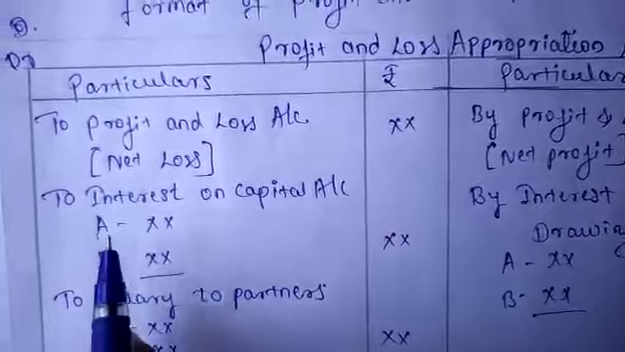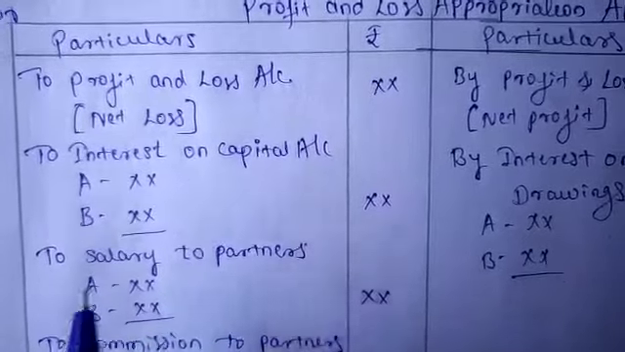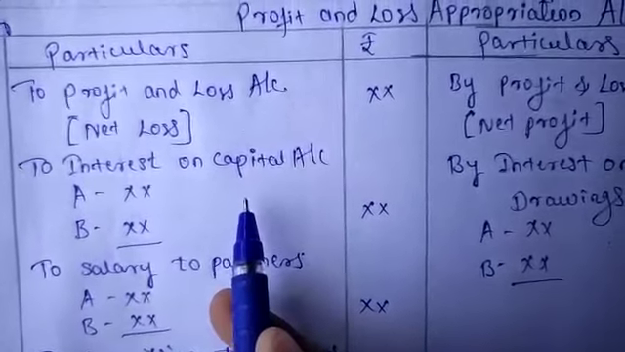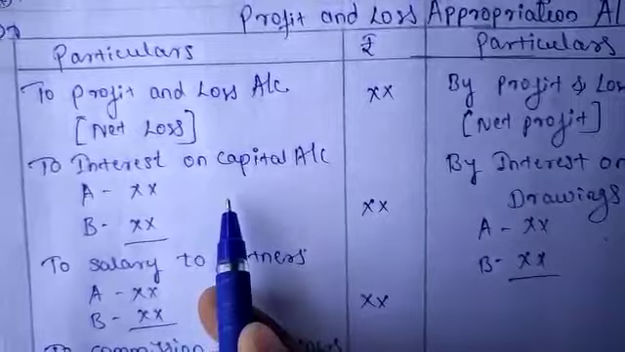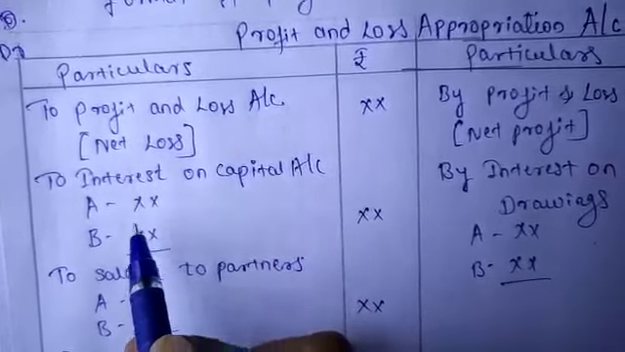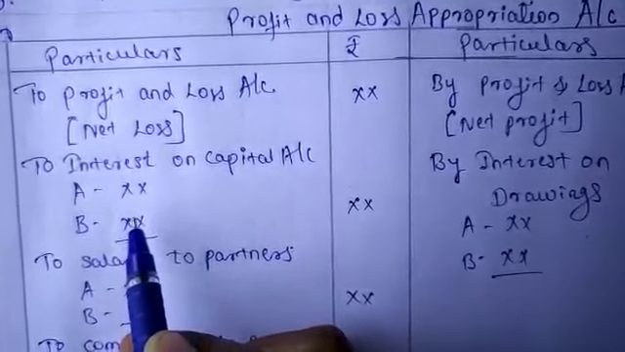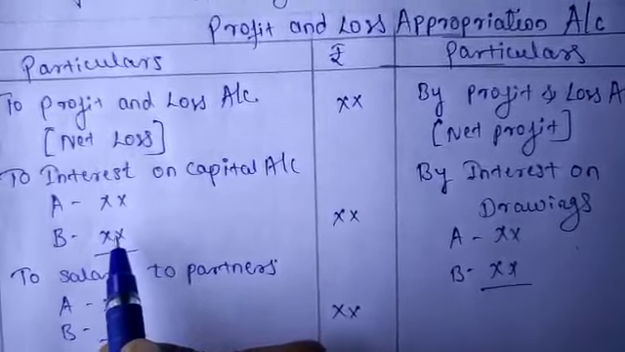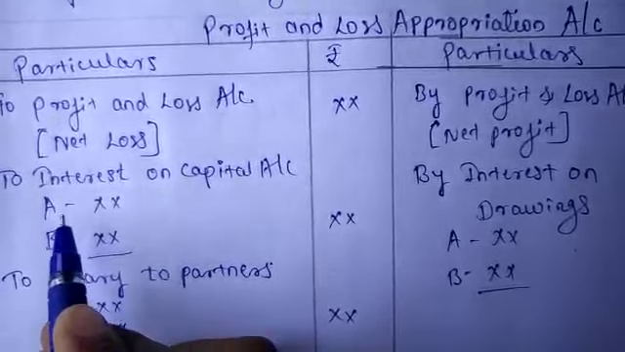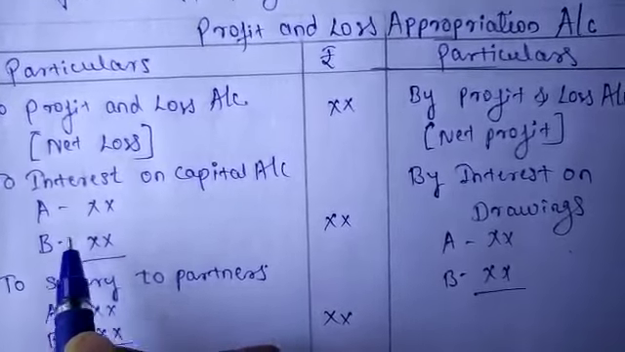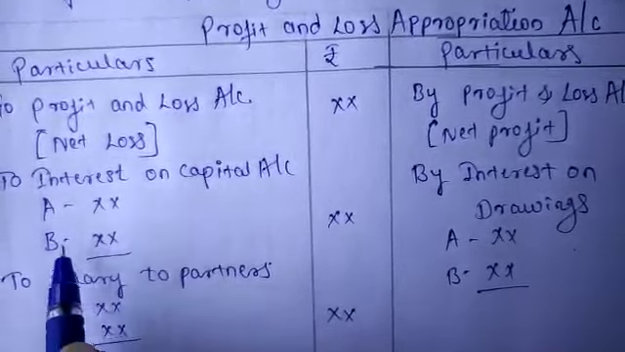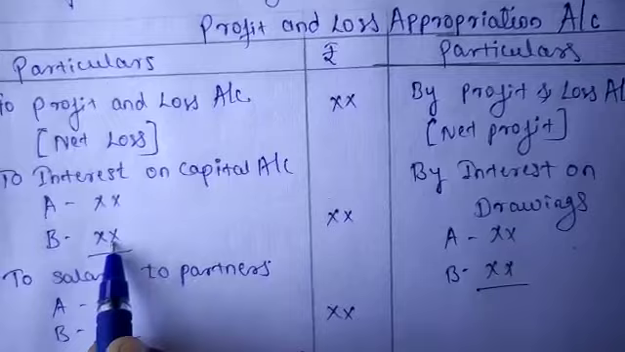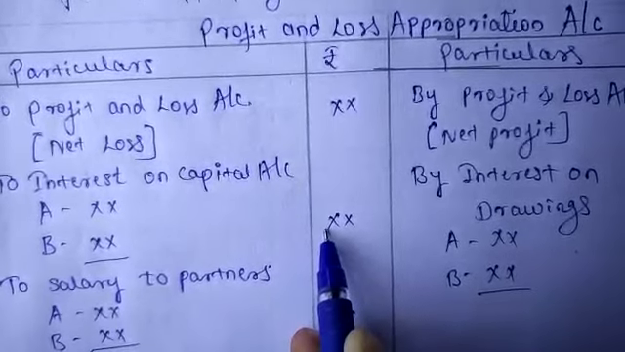Put the amount here. Next one, interest on capital. Interest on capital of the partners. How many partners are in the partnership firm? You have to pay those partners' capital interest here. Only two partners are taken here, for example: A's interest on capital, B's interest on capital. Put the total in the outer column.